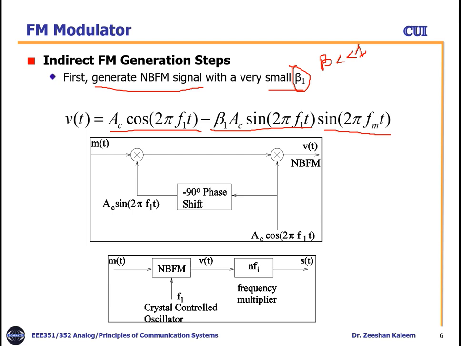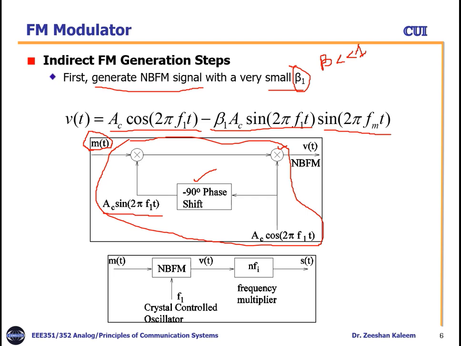So for example, this is our message, and this is our narrowband FM block, right? We need to modulate this message signal by using narrowband FM. This portion, which I circled, will generate the narrowband FM. How does it generate? We will have Ac cos 2 pi f1 t at this point. This is a mixer, and when it passes through the minus 90 degree phase shift, it will generate a sine wave, so Ac sine 2 pi f1 t.